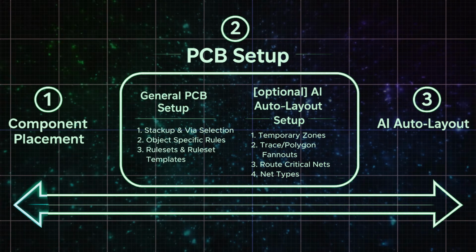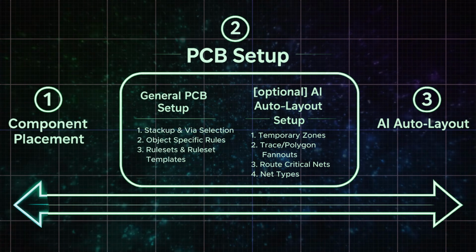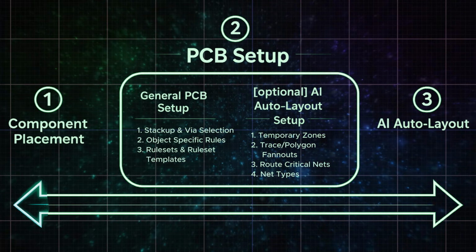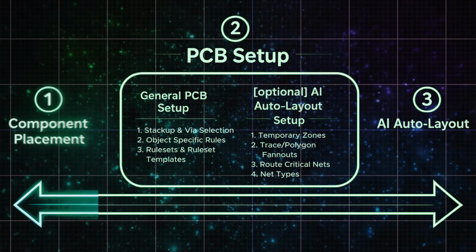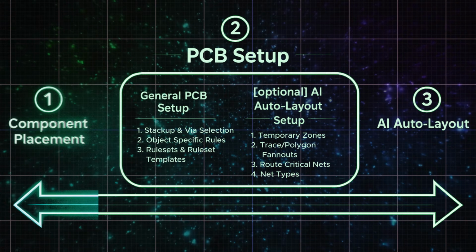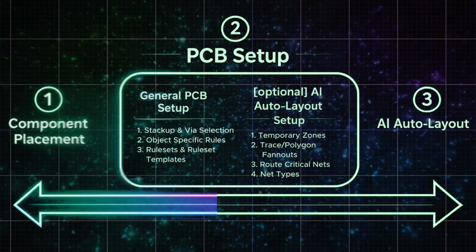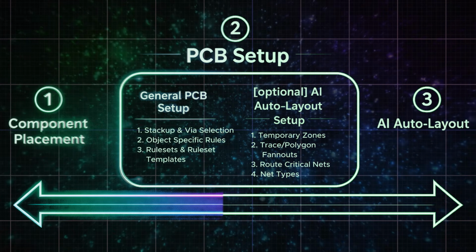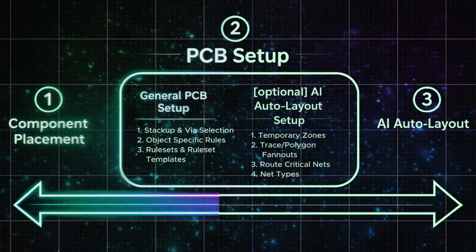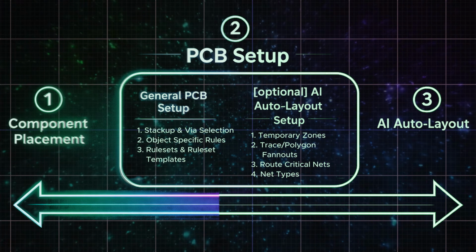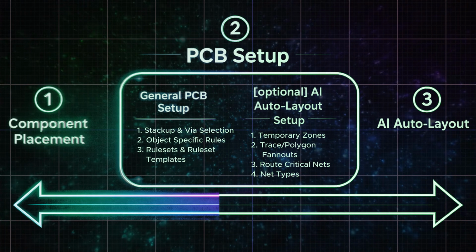Let's dive into the step-by-step process that you can follow to quickly set up your board for routing with AI Auto Layout. Once your component placement is finished, preparation happens in 2 stages. Stage 1 is the general layout setup. The setup you do whether you are routing manually or with AI. This stage is about making the board physically routable with proper electrical and physical constraints.